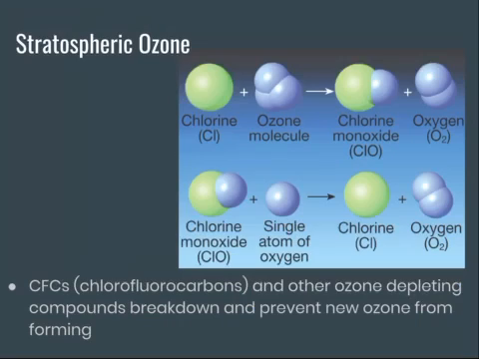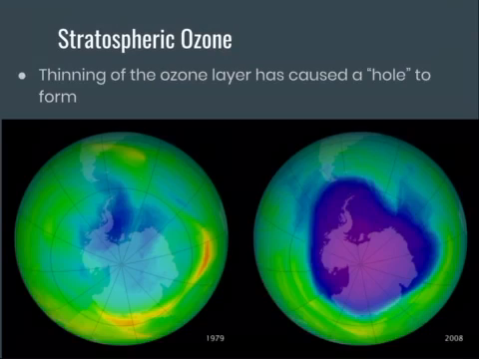Now, humans have interacted with this chemical reaction in a negative way by releasing certain ozone-depleting compounds into the atmosphere. One of those is chlorofluorocarbons, or CFCs for short. And what happens is the chlorine from the CFCs actually steals one of the oxygens from the ozone molecule, breaking it down into O2. And so now we are breaking down ozone faster than it's being created. Because of that, we experience a thinning of the ozone layer. You can see the area in blue is where the ozone hole formed. The hole is just an area where the ozone is thinner than normal.